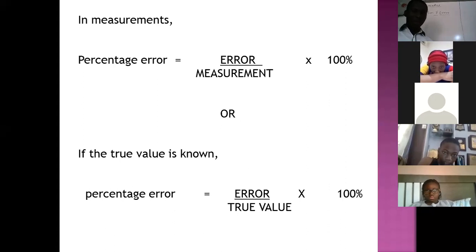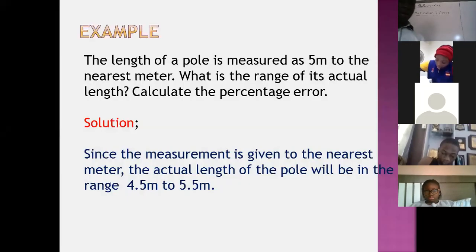And how do you get your error? Since you know the true value and your measured value, whether it's lower or higher, you subtract the true value from it to get your error. The error over the true value multiplied by 100%. So from there you get the percentage error.